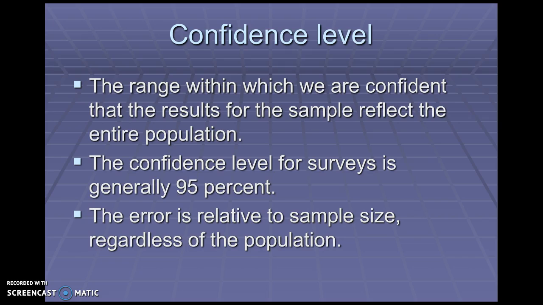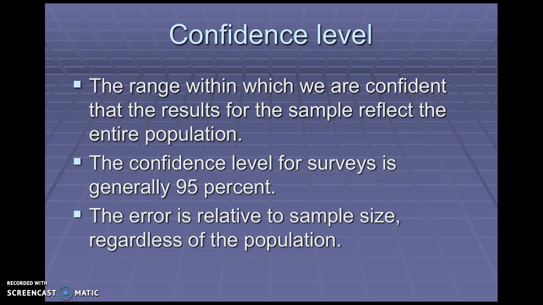Now, confidence level is the range within which we are confident that the results for the sample reflect the entire population. Now, this is important because, again, I asked 10 of my friends if they have seen a particular movie. Seven of them say yes, they have. The chance that that sample reflects the entire population is small. If we conduct a random sample of 1,000 people, we're going to be more confident that those results accurately reflect the population, but we're still not 100% confident, right? With polling, really, we're looking at probability as opposed to absolute certainty.